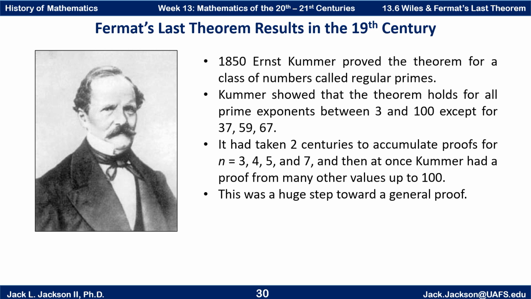So it had taken 2 centuries to accumulate proofs for n equals 3, 4, 5, and 7, and then at once Kummer had a proof for many of the other values up to 100. This was a huge step toward a general proof as well.